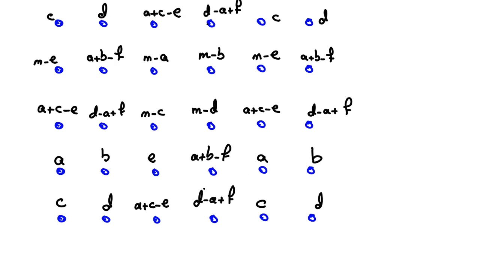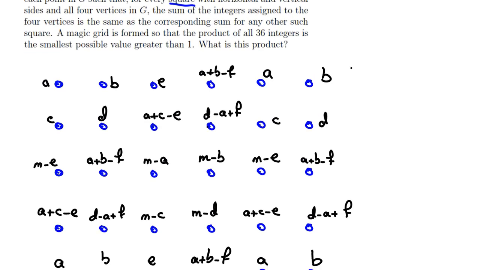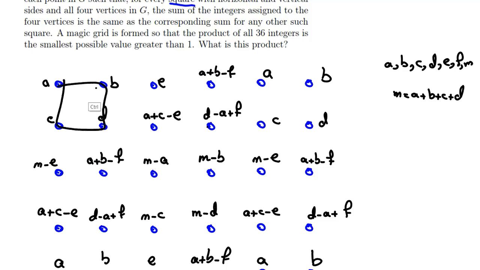Okay, so here let's see what our variables are. We try to make it smaller. So here we have A, B, C, D, E, F, and M. One relationship that we know is M equals A plus B plus C plus D. If we add A plus B plus C plus D, this one E, A plus B plus C plus D, this one is M minus E, or A plus B plus C plus D minus E minus F plus M.